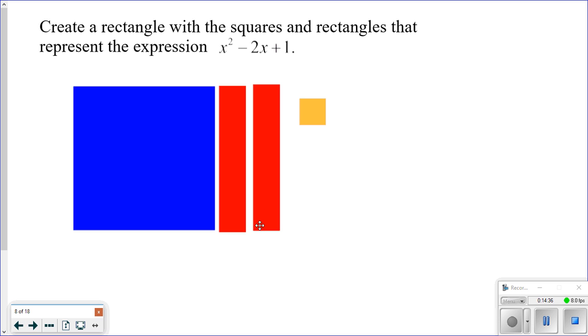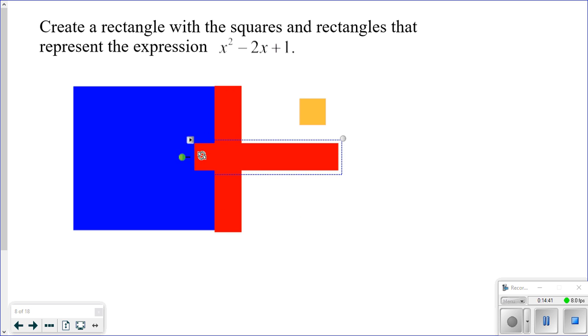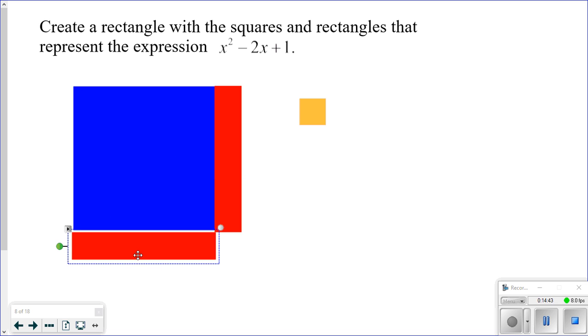So when we do this one, move this guy down here. And it works. We've got a perfect square. So think about the box method when we are multiplying.